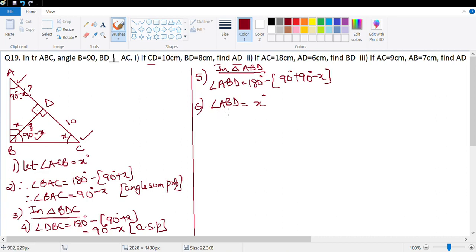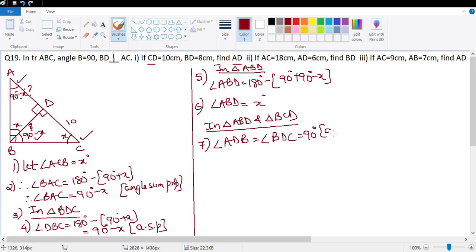Now let's prove these two triangles similar. In triangle ABD and triangle BCD. Let's see what all we have. Point number 7, angle ADB is equal to angle BDC is equal to 90 degree, given.